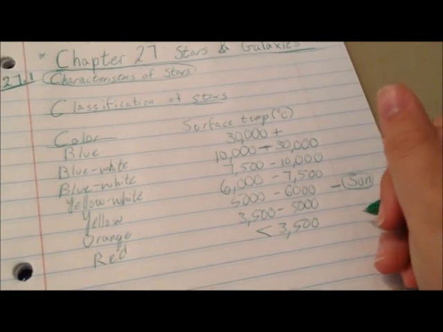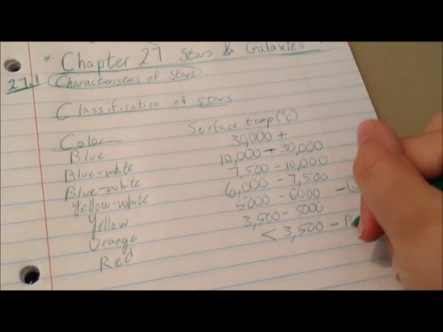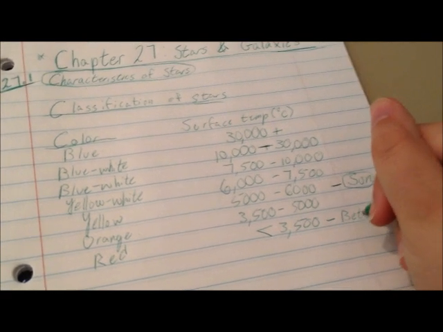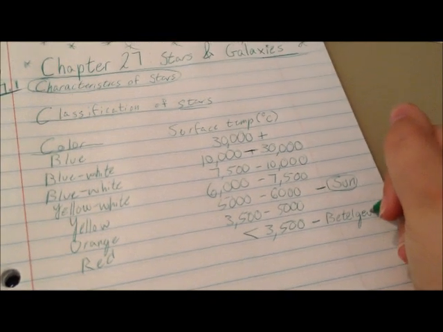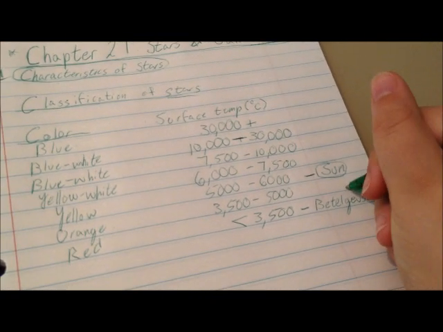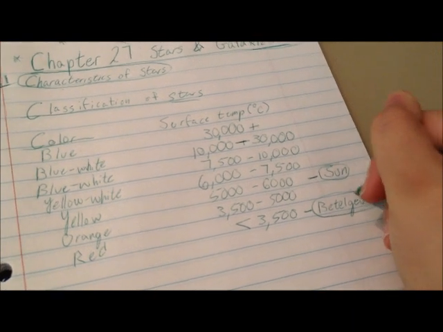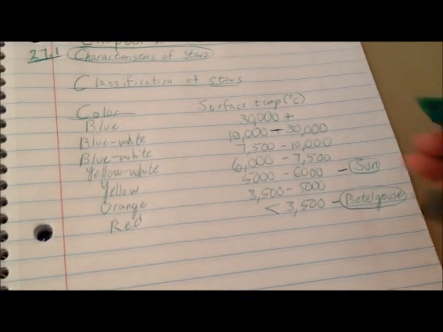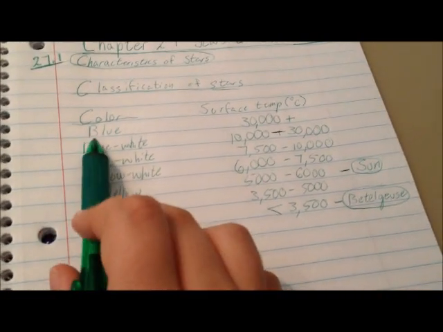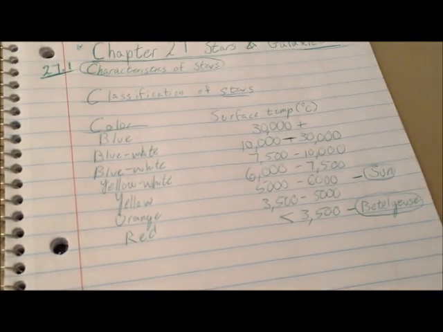And there's actually a very famous example of this, if you're into stars, called Betelgeuse. I know it doesn't look like the way it's pronounced, but that's how Betelgeuse is spelled. And so that's how you classify the stars by their color to get their temperature.